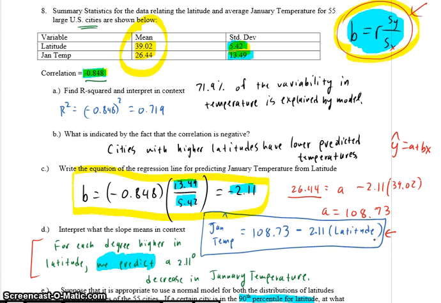Then we're asked to interpret what the slope means in context, something we should definitely be able to do. Okay, really important thing. And this means that if the latitude goes up by 1, we predict the temperature will go down by 2.11 degrees. So for each degree higher in latitude, we predict a 2.11 degree decrease in the January temperature.